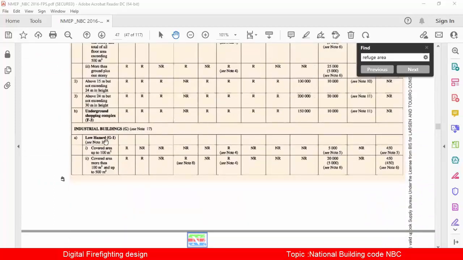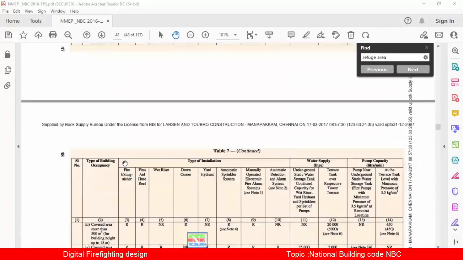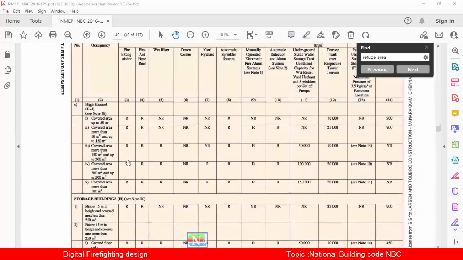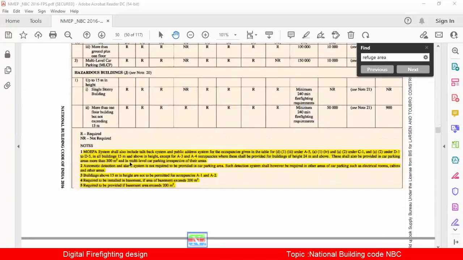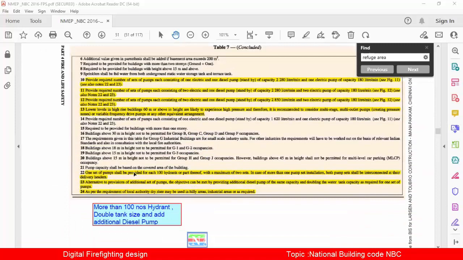So you need to identify which type of building you're doing, industrial, all those things. After that you decide what all things are required. At last, one very important point is there. For example, I just write down this point: in your project, if your number of hydrants is more than 100, what do you have to do?